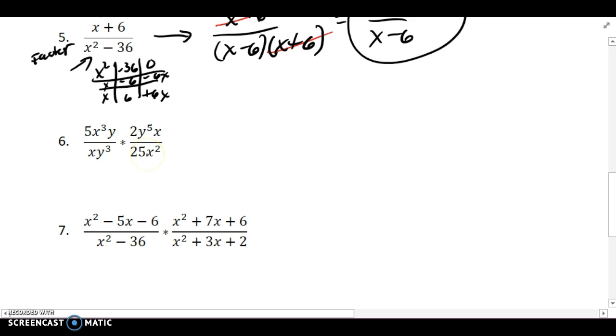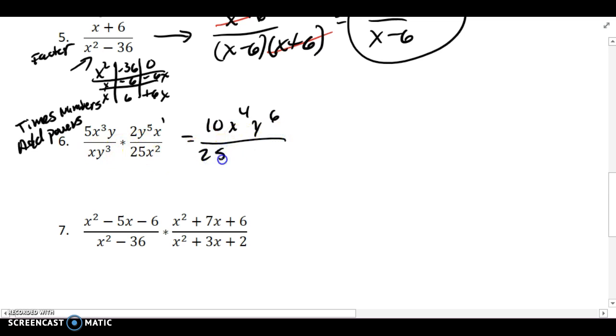When we have things that look like this, all we're going to do is we're going to times numbers, and then we're going to add powers on each level. So 2 times 5 is 10, and then x3 and x1 make x4, and then y1 and y5 make y6. That's just going to be 25 because there's a 1 times 25. And then x1 and x2 make x3, and then y3 and y none make y3. Now we're going to simplify.